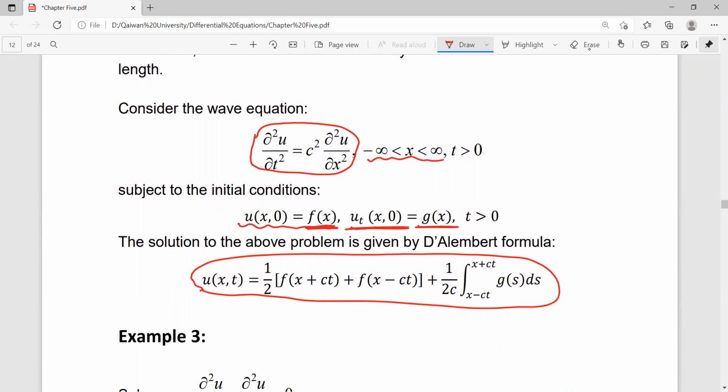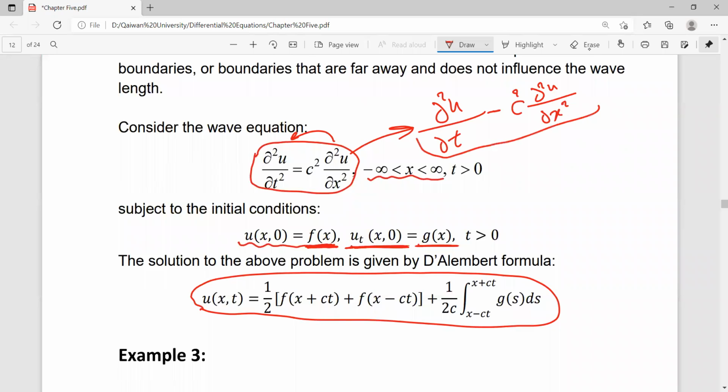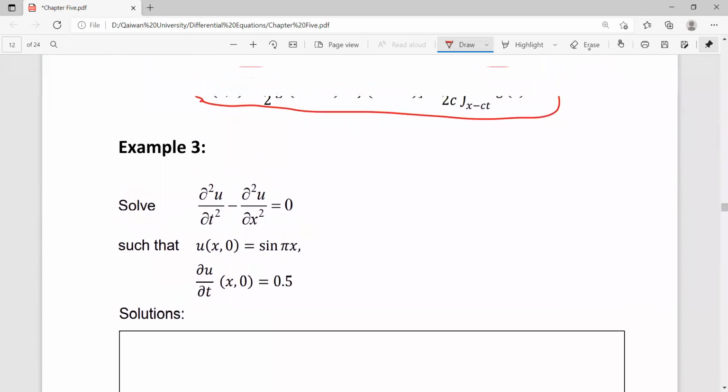So here, using the D'Alembert method, we just use this formula. If we just know how to identify f of x and g of x, that's all. Here, this is the wave equation. This wave equation can be written like this also: partial squared u by partial t squared minus c squared partial squared u by partial x squared. If you move this to the other side, it could be written like this or down. Here we have an example.